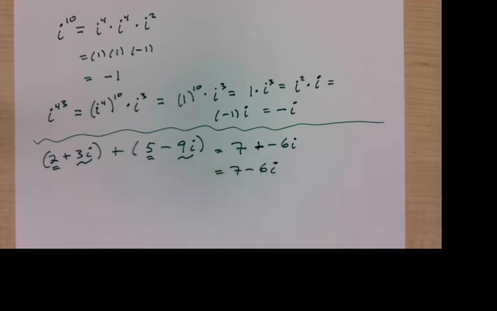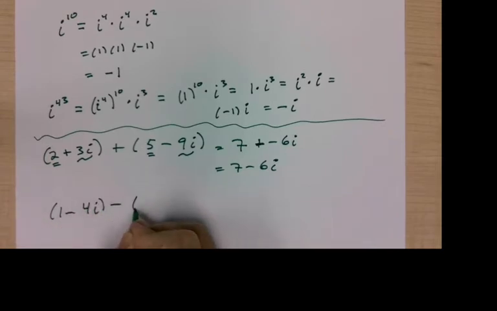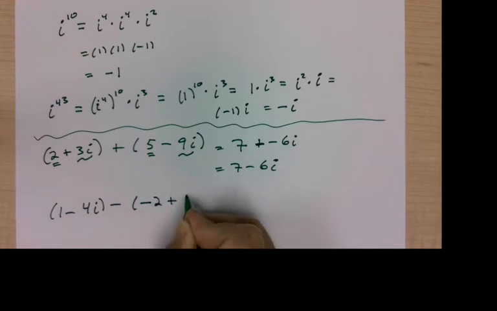or 7 minus 6i. And the process is essentially the same if we're doing subtraction. So if I have complex numbers and I want to subtract them, 1 minus 4i minus -2 plus 8i.